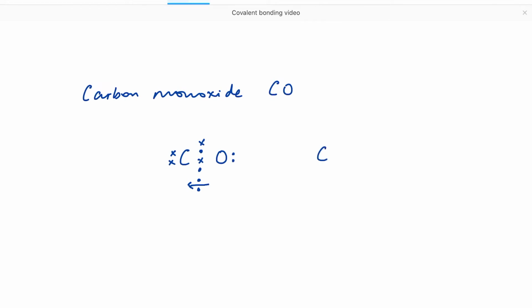So we can indicate that as 2 lines to show normal covalent bonds where 1 electron comes from carbon, 1 from oxygen, and then the arrow to show that oxygen's donated a pair of electrons that the carbon has accepted.